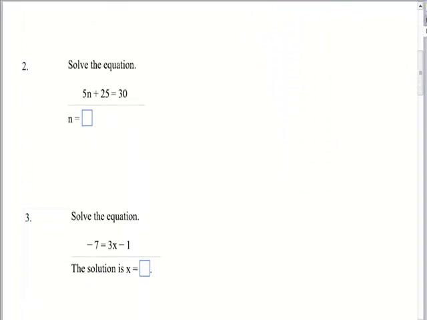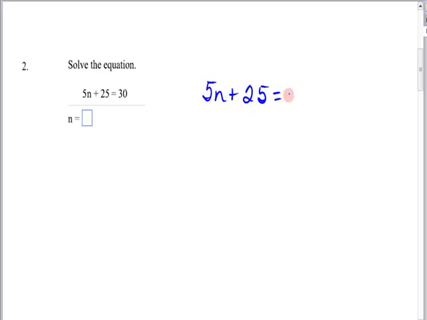Let's look at problem number 2. I have 5n plus 25 is equal to 30. I want you to get so familiar with these steps that you hear them in your head. Step 1, can you simplify the left-hand side? Nope. Can you simplify the right-hand side? No. Step number 2, there's an n term on the left. Is there an n term on the right? No. So let's focus over here.